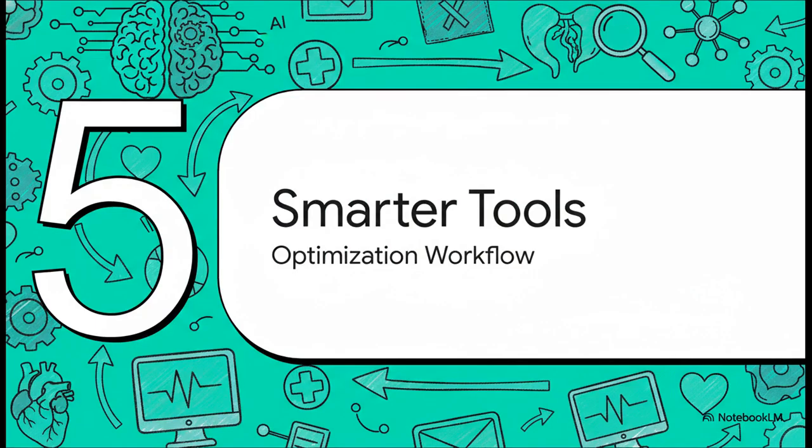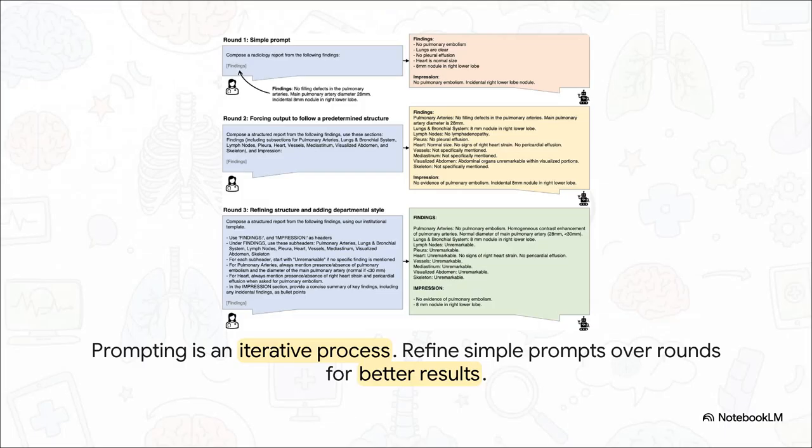Okay, so keeping all of that in mind, how do we actually get the best results? This last section is all about the practical, hands-on workflow for getting the most out of these AI tools in a medical setting. It all starts with the prompt you give the AI, and this is a fantastic picture of how that works. In round 1, you see a simple prompt gets a kind of basic, messy answer. In round 2, the user gets more specific and forces the output into a clear structure. By round 3, they've added very detailed rules about style and formatting, and boom, the final output is a perfect, department-ready report. It's not a one-shot deal. It's a conversation where you guide the AI to exactly what you need.